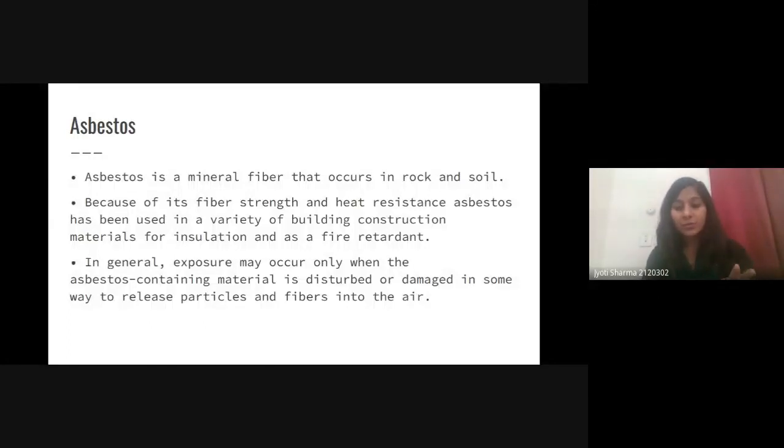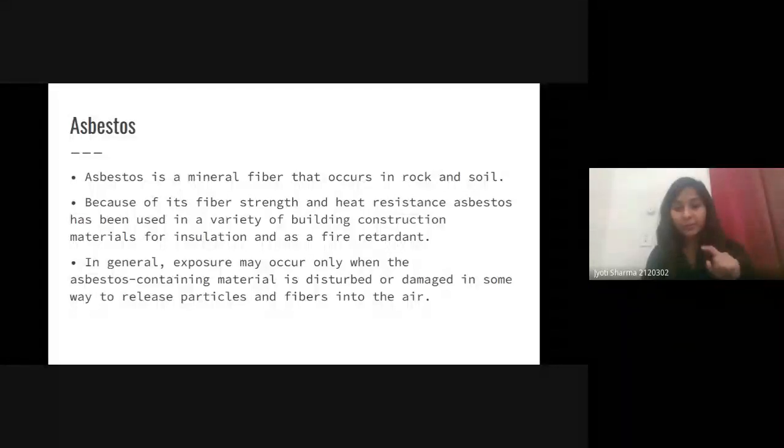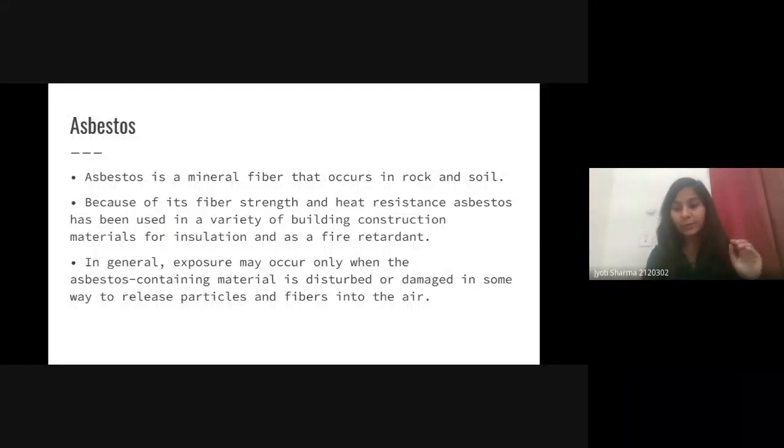Okay, so what is the source of asbestos? This is a mineral fiber that you can get from rock and soil. The quality of asbestos is that it has very high heat resistance, and because of that, for insulation and as a fire retardant, we use it in higher quantities.